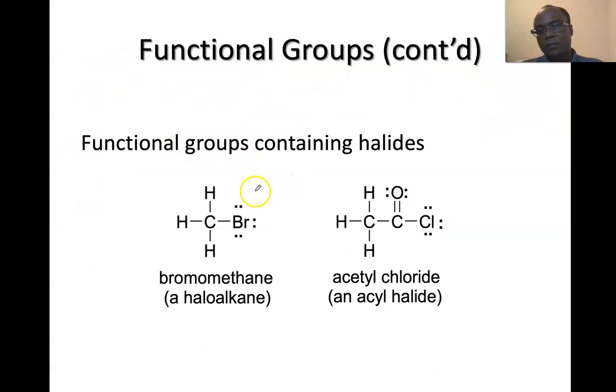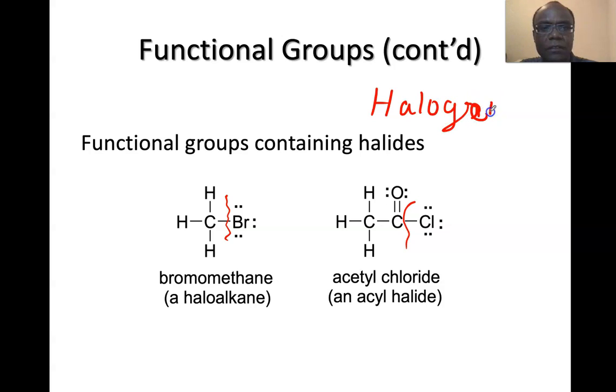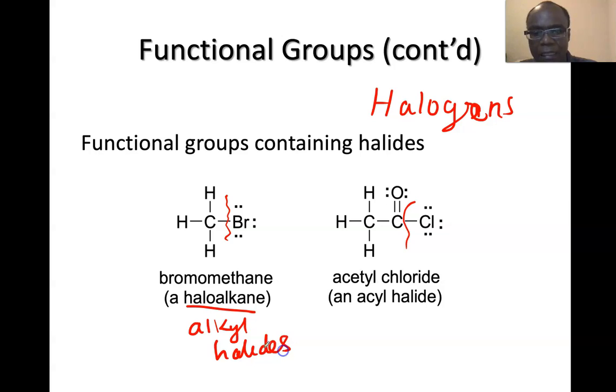The last functional group is simple. You have halogens. Those are main group elements. Halogens bonded onto carbons give you a haloalkane, otherwise called alkyl halides. You will have to use alkyl halides a lot. I think chapter 7, 8.